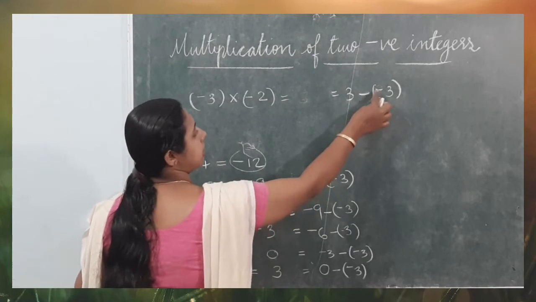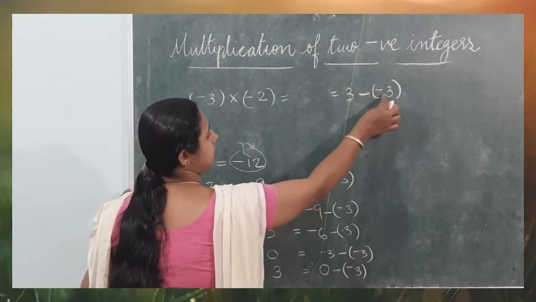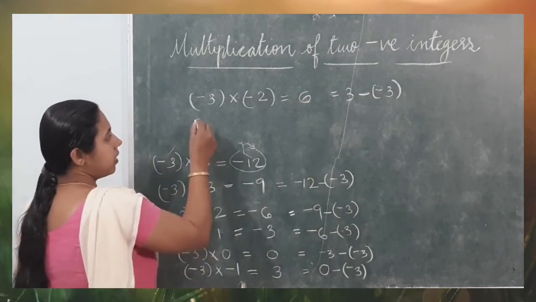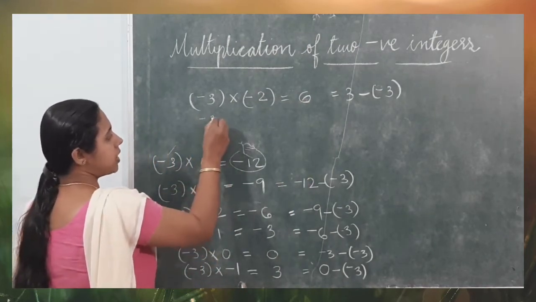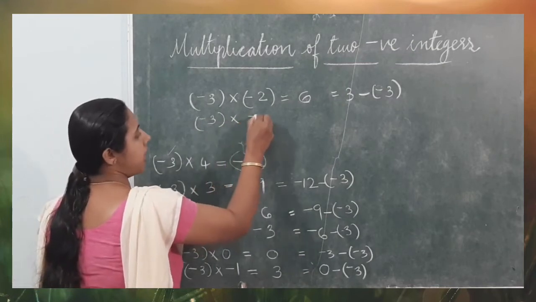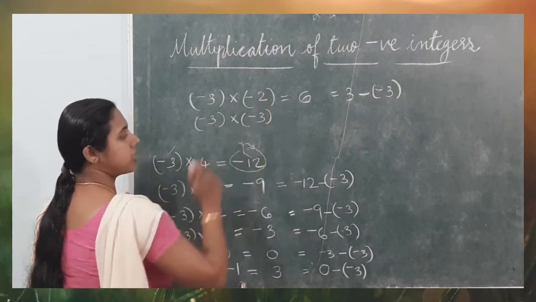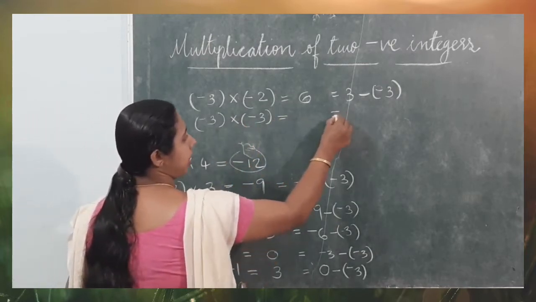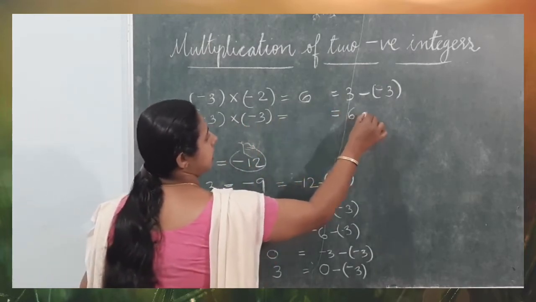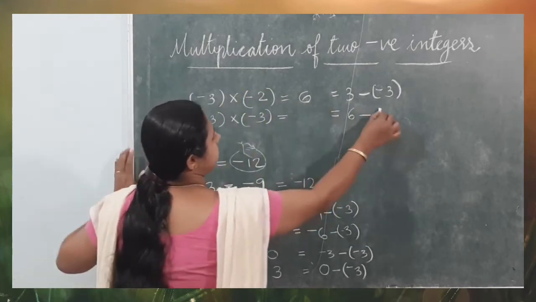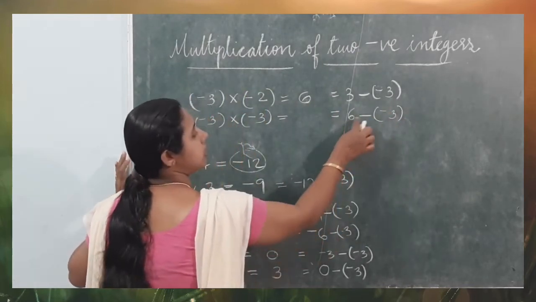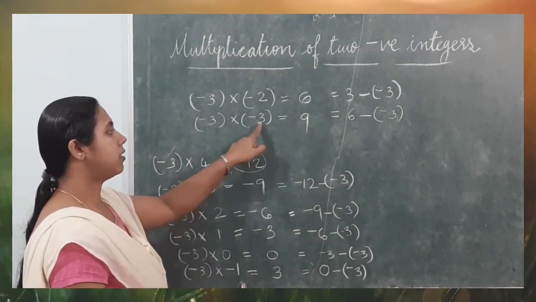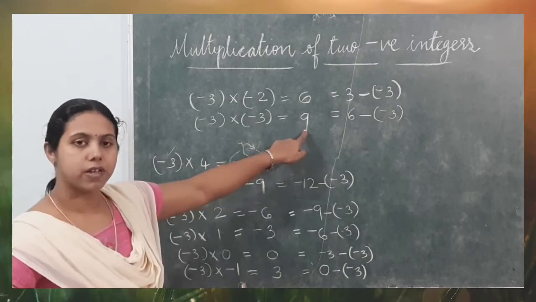So 3, negative into negative, positive. So 3 plus 3, which is equal to 6. Observing this pattern, can you say what is minus 3 into minus 3? 1 less than minus 2 is minus 3. Minus 3 into minus 3 is equal to, here the product is positive 6, plus 3, that is equal to 9. So negative 3 into negative 3 is equal to positive 9.